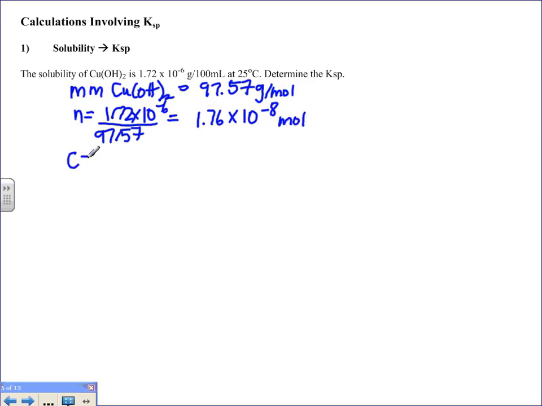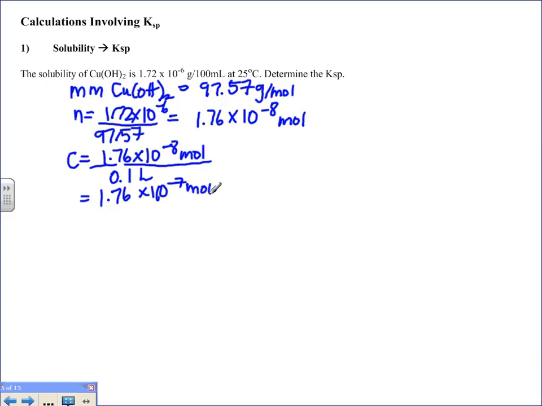To find the molar solubility, we want the concentration that can dissolve in moles per liter. So we've got 1.76 times 10 to the negative 8 moles dissolved in 100 milliliters, which is 0.1 liters. So the molar solubility of the copper hydroxide is 1.76 times 10 to the negative 7 moles per liter. We're going to use the variable S to describe solubility.